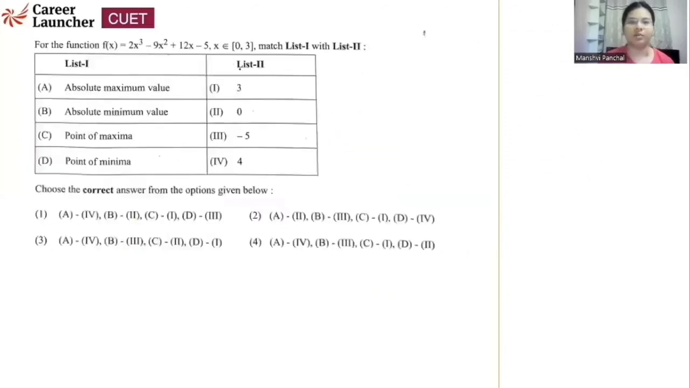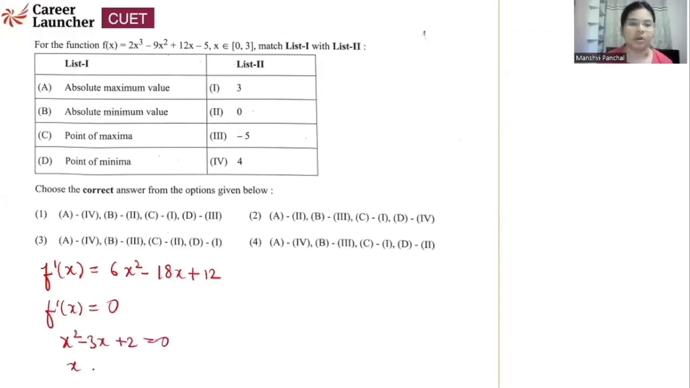Next, we have question number 15. For the function, match list 1 with list 2. We have to find the point of maxima, minima, absolute maximum value and minimum value, and x belongs to this. So first we will find f'(x). So f'(x) will be 6x² minus 18x plus 12. Now we will put f'(x) equals 0. If I take 6 common, this will be x² minus 3x plus 2 equals 0. It means (x minus 1)(x minus 2) equals 0.